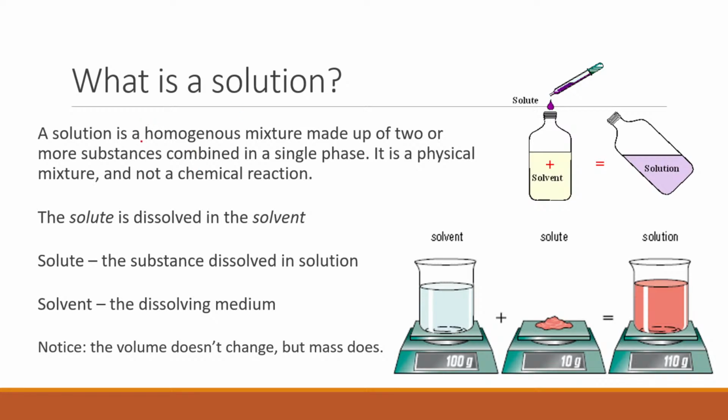When we look at a solution, we're looking at a homogeneous mixture made up of two or more substances combined in a single phase. And there's two pieces, right? These two pieces I pulled out that we want to address. It's been a while since we talked about mixtures. A homogeneous mixture is a mixture that is evenly distributed, something where all of the parts are evenly mixed together.